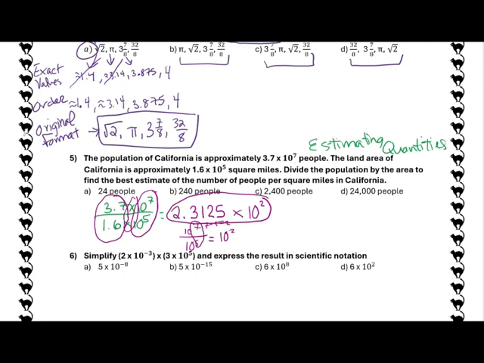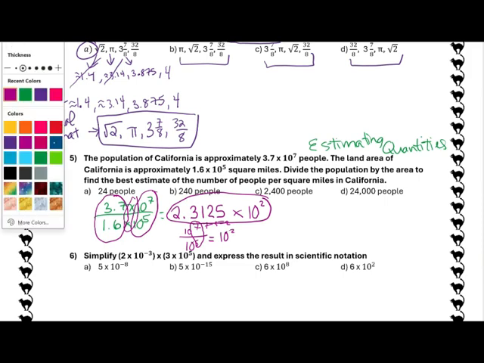But that does not look like any of the options. That doesn't look like 24, the way that it's written. It doesn't look like 240, the way that it's written. It does not look like 2,400, the way that it's written. And it does not look like 24,000, the way it is written.